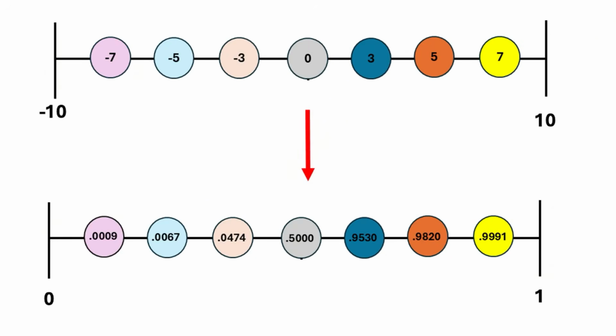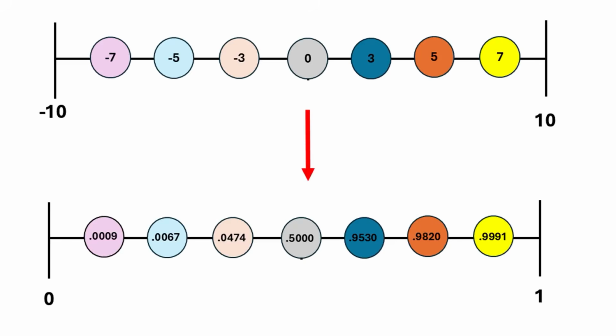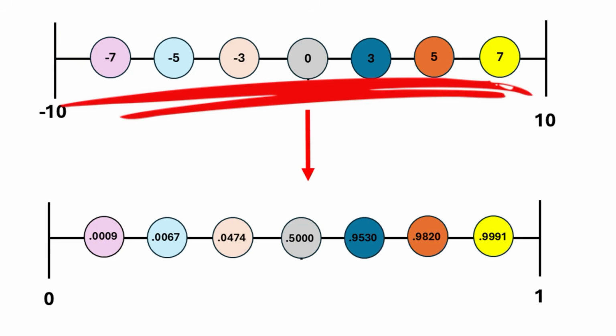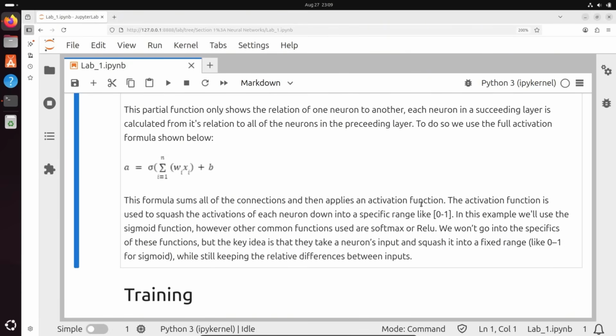So what this means is that it's going to squash the neurons down into a specific range, like 0 to 1. And in this example, we are using the sigmoid function. However, some other common functions that you'll see used are softmax or ReLU. We won't go into the specifics of these functions, but the key idea is that they take a neuron's input and squash it down into a fixed range, like 0 to 1 for sigmoid, while still keeping the relative distance between inputs.